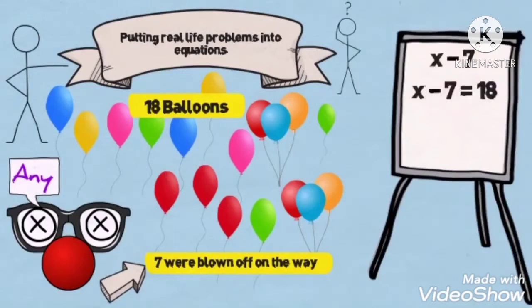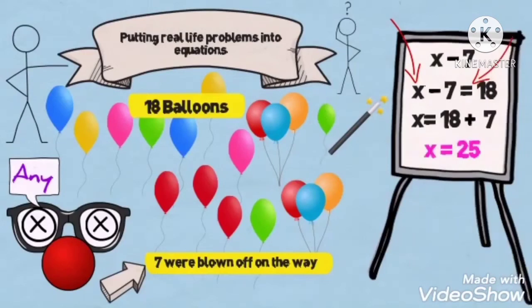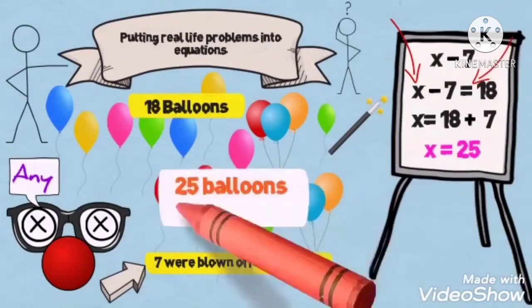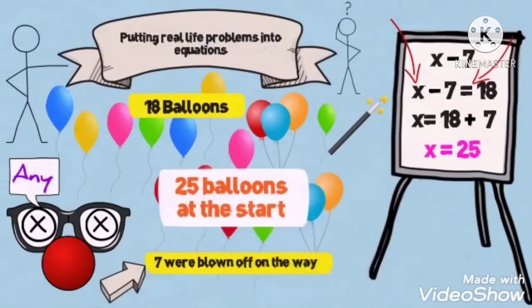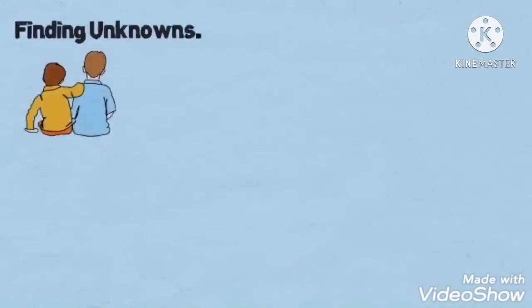What we have here is an equation with one unknown number. Using a bit of mathematical magic, we can now say X equals 18 plus 7, or X is equal to 25. 25 is the number of balloons the clown had in the beginning. Since this example is fresh in our minds, let us look at another definition of algebra.